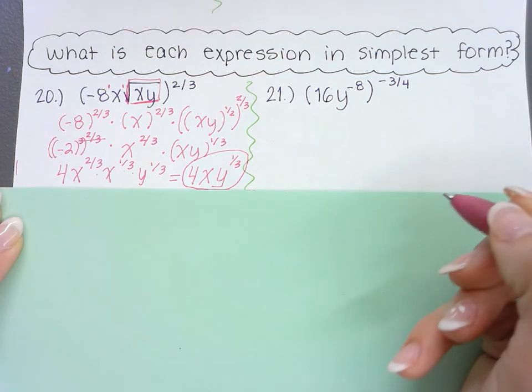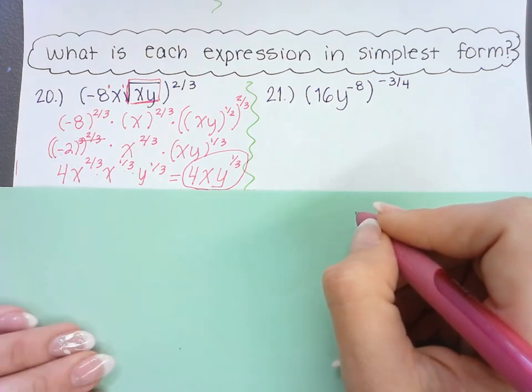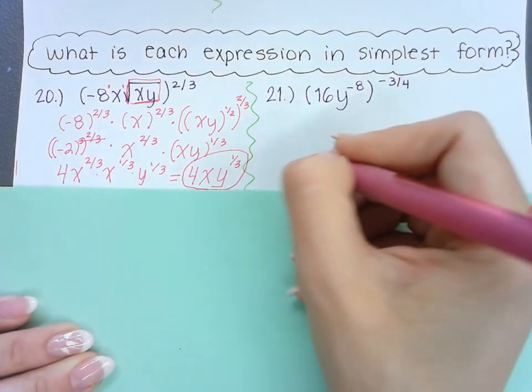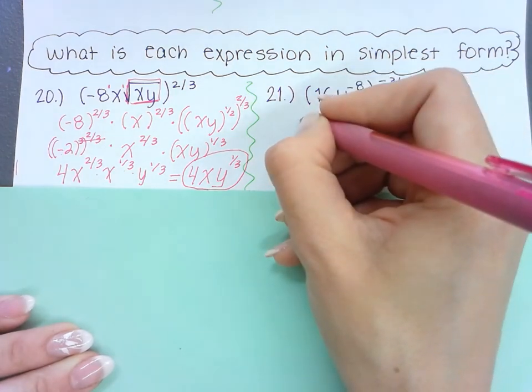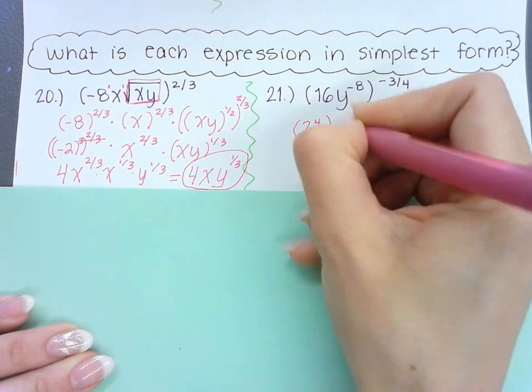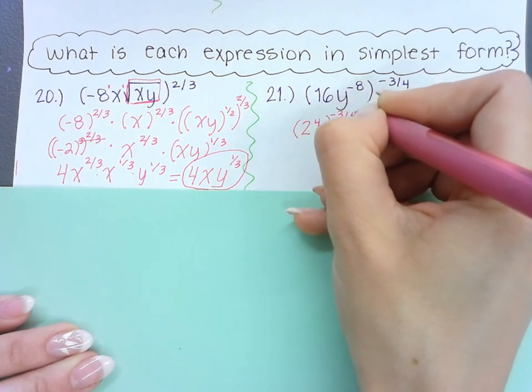Might take you a little longer. You might have to pause and redo. You might go a roundabout kind of way, but you'll get there, okay? Here, this power is going to go to each of these, but I'm going to do a little work at once. So 16. It's 2 to the 4th to the negative 3/4.